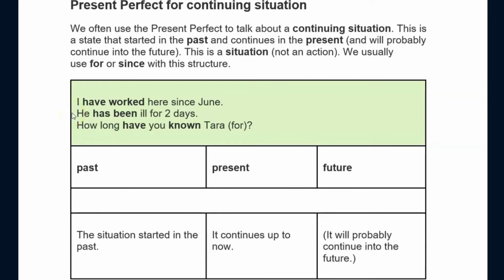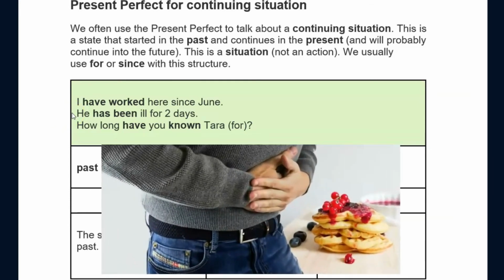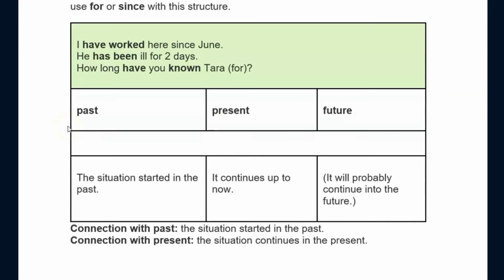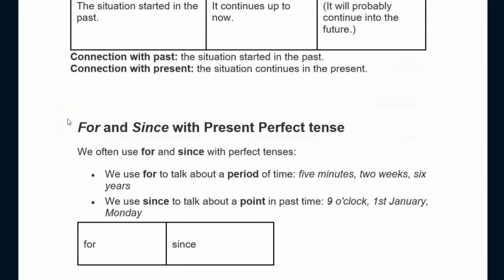We have the other examples. He has been ill for 2 days. Okay, again, started in the past 2 days ago, right? He was fine. He got sick. Now he's still sick. And then, how long have you known Tara for? So let's look at this for and since. Okay, we're going to move forward here.